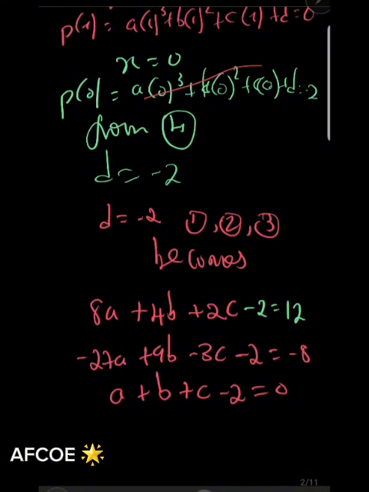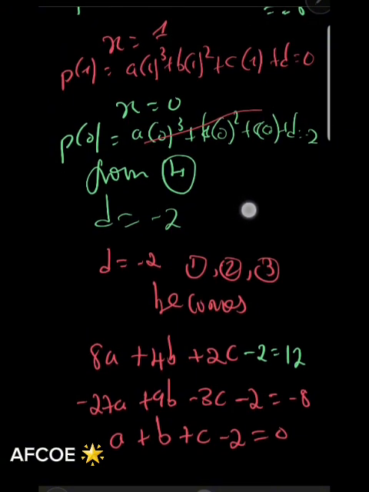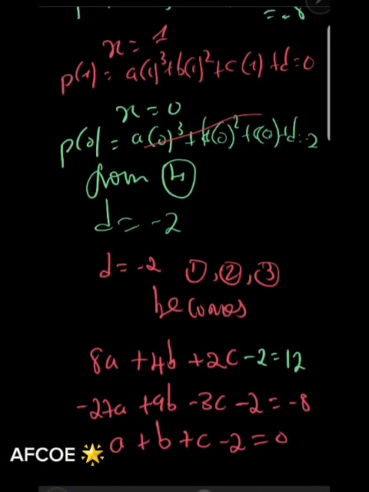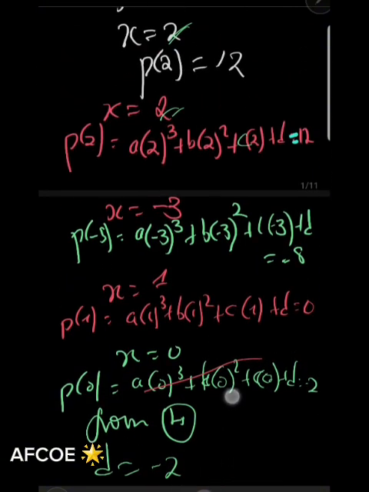Voila, so this is what I got. I just simply got 8a plus 4b plus 2c minus 2 equals 12. That is a substitute, when I substitute for d equals negative 2. Similarly, I've just done it here, d equals negative 2. So I've just simply expanded this. Please just look at what I've done.